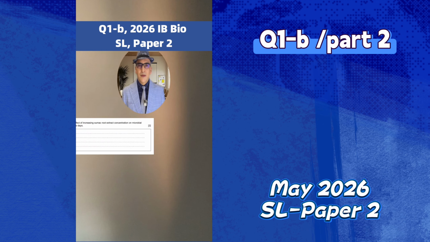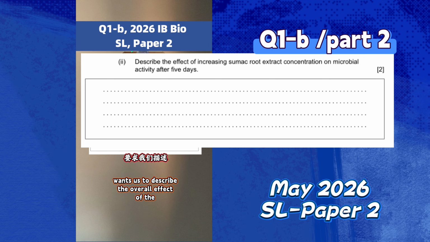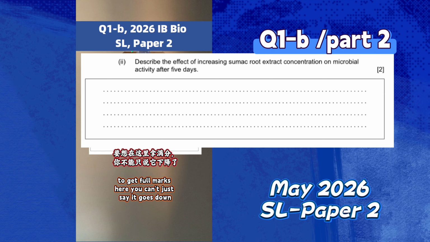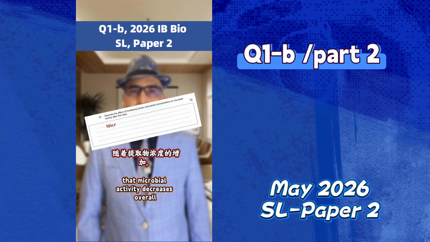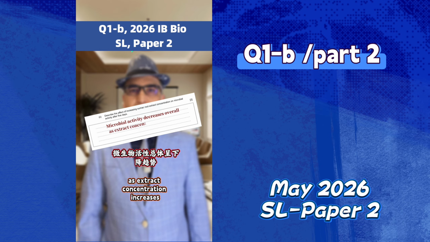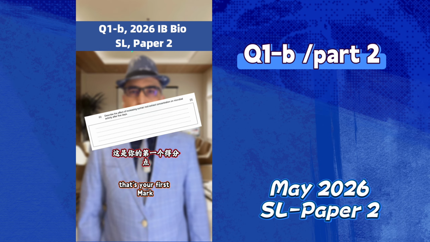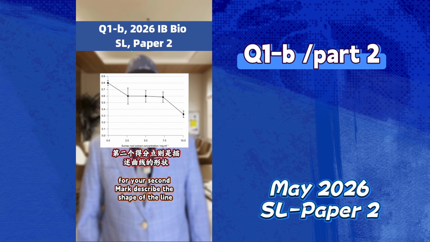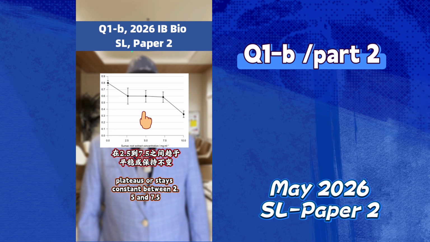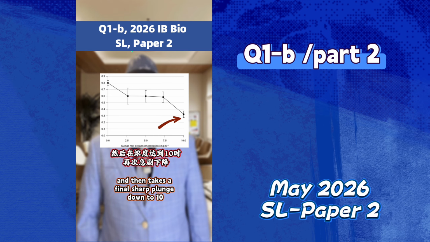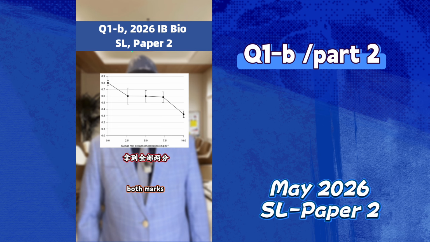Question B, number 2, wants us to describe the overall effect of the extract on these microbes for 2 marks. To get full marks here, you can't just say it goes down. You need to break the graph into its distinct phases. First, write that microbial activity decreases overall as extract concentration increases. That's your first mark. For your second mark, describe the shape of the line. Activity drops sharply from 0 to 2.5, plateaus or stays constant between 2.5 and 7.5, and then takes a final sharp plunge down to 10. Showing the examiner that you see the plateau is exactly how you secure both marks.